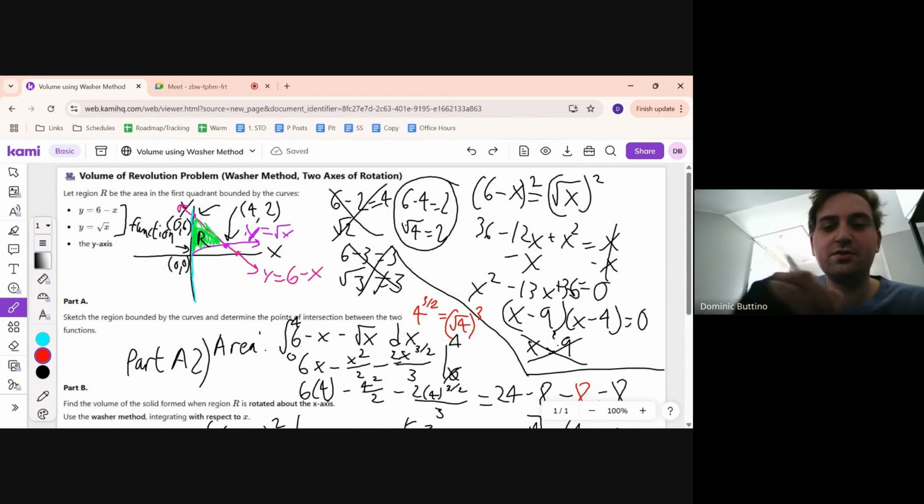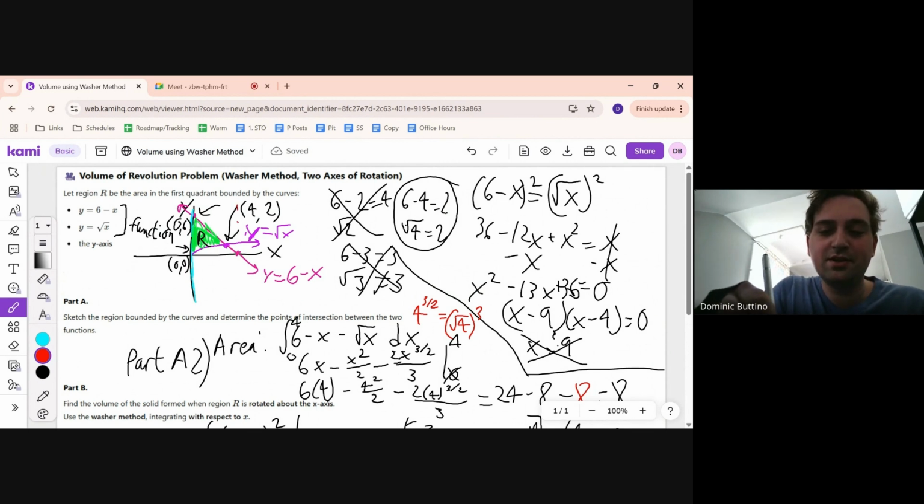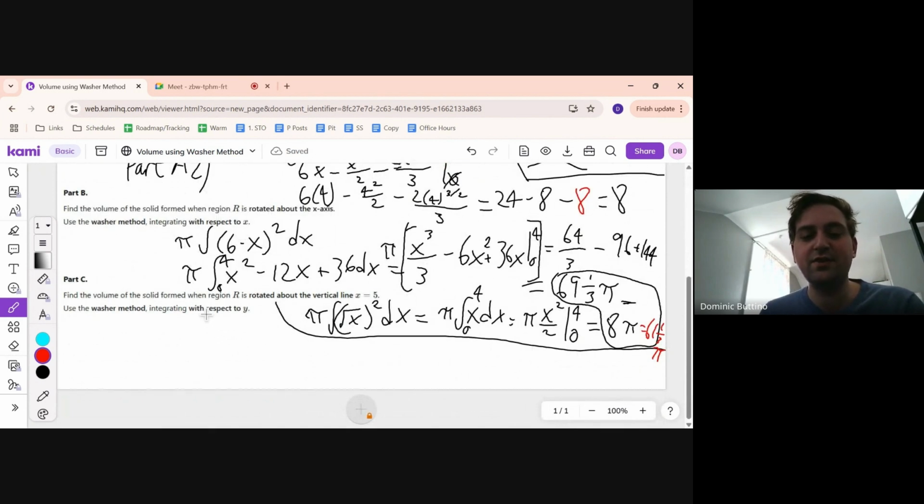Okay, so this one is on the tougher side for sure, especially because the line that we're rotating around is x equals 5. The question says, find the volume of the solid formed when region R is rotated around the vertical line x equals 5, which is, again, out there. Use the washer method, integrating with respect to y.